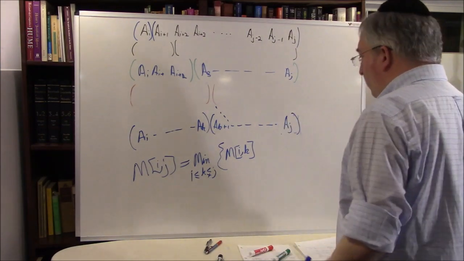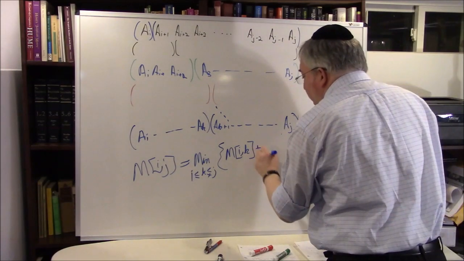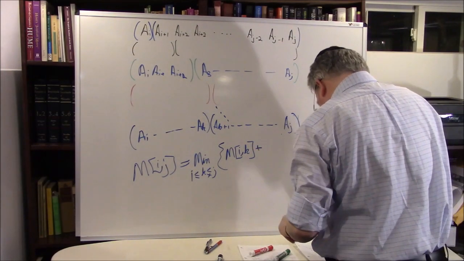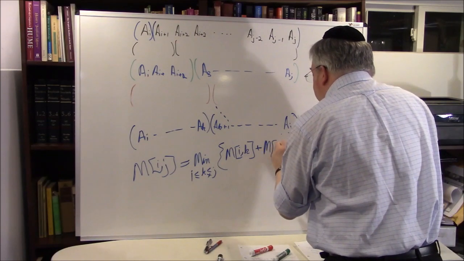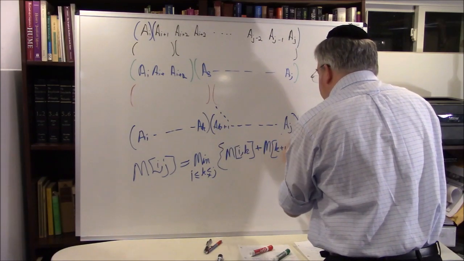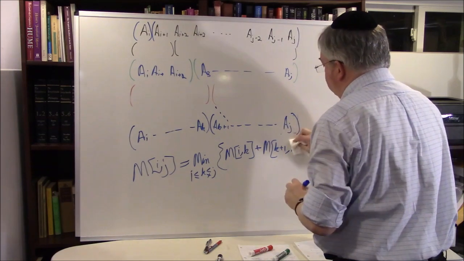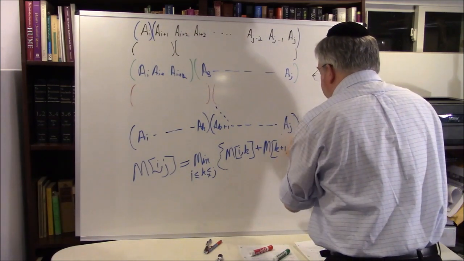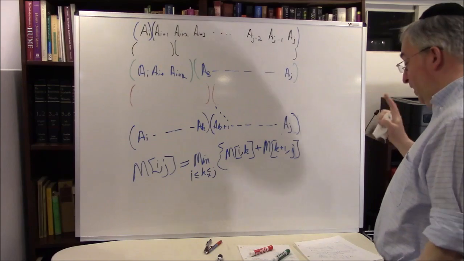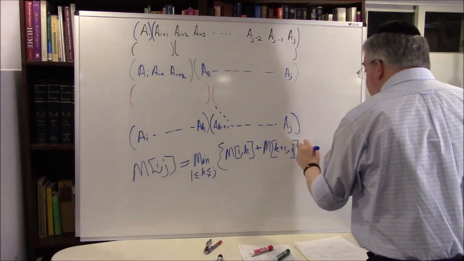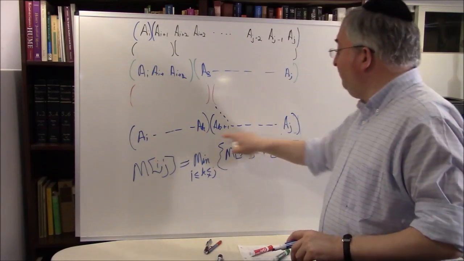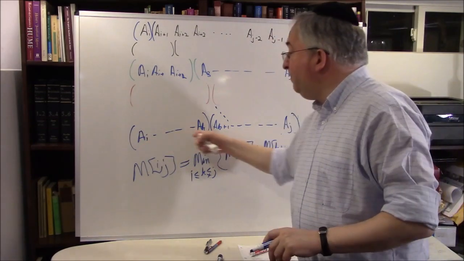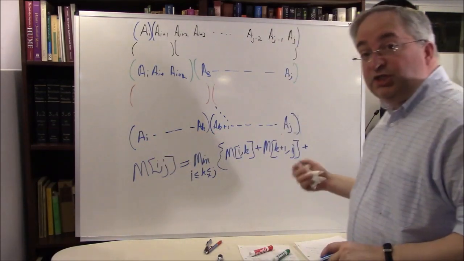Okay, so M_i k plus M_{k+1}, that's this guy, till M_j, plus... okay, now we have to worry about the dimensions. I have from here to here, I have from here to there, but now I have to know how to multiply these things. The dimensions are given in the book.